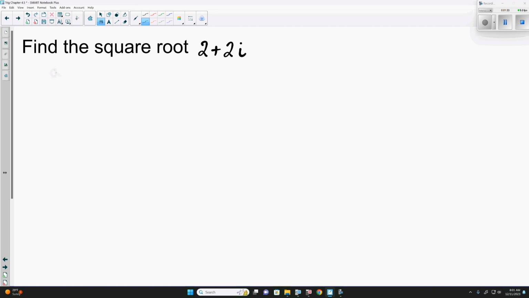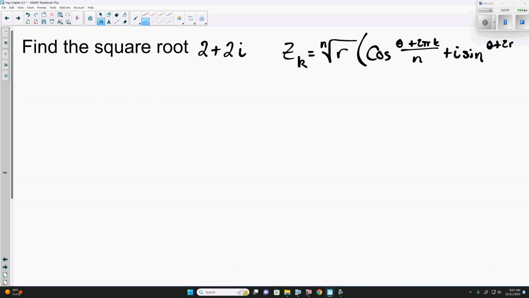We're going to look at this one here, and we're trying to find the square root of 2 plus 2i. Now our formula, z sub k, is equal to the nth root of r times cosine of theta plus 2 pi k over n plus i sine of theta plus 2 pi k over n. And this is just our formula for this here. So what we need for this here is the value of r, theta, n, and k.